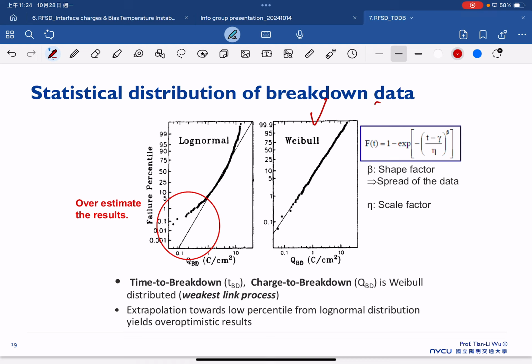And then in the Weibull distribution, we have several parameters. First of all, the x-axis can be QBD or TBD. So QBD or TBD is Weibull distributed. And also we have the shape factor here. That's what we call the beta. So this is one here.